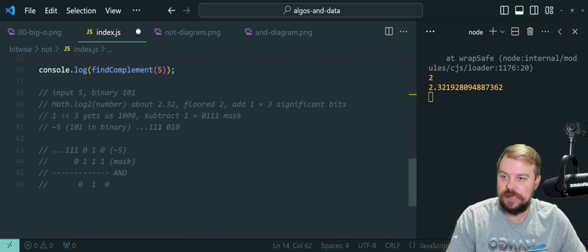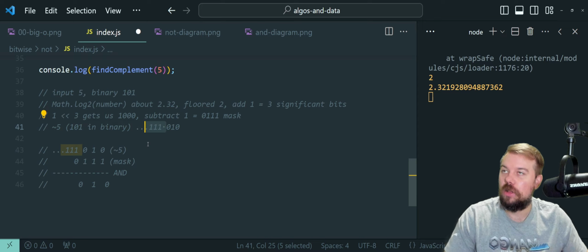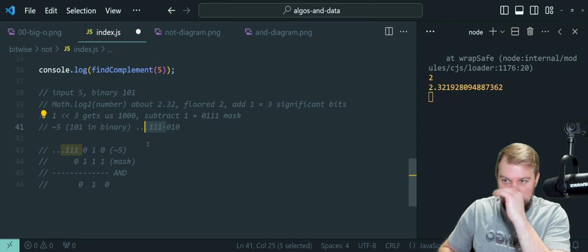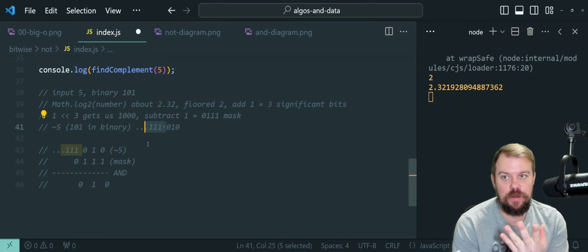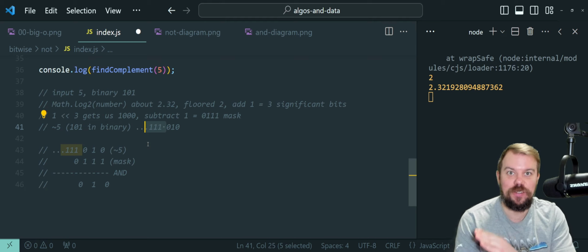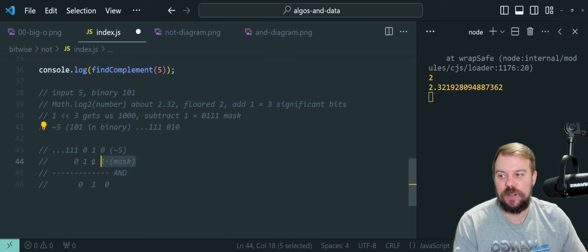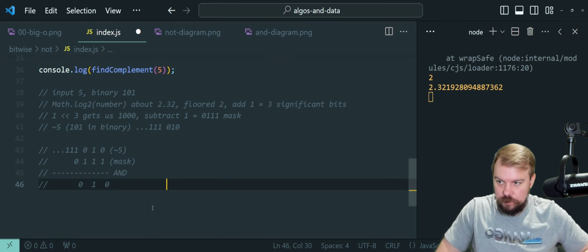Because without the mask, we would have to worry about all those preceding ones in our 32-bit signed integer, our negative version of not 5. So that is all thankfully ignored because of our good friend the mask here.